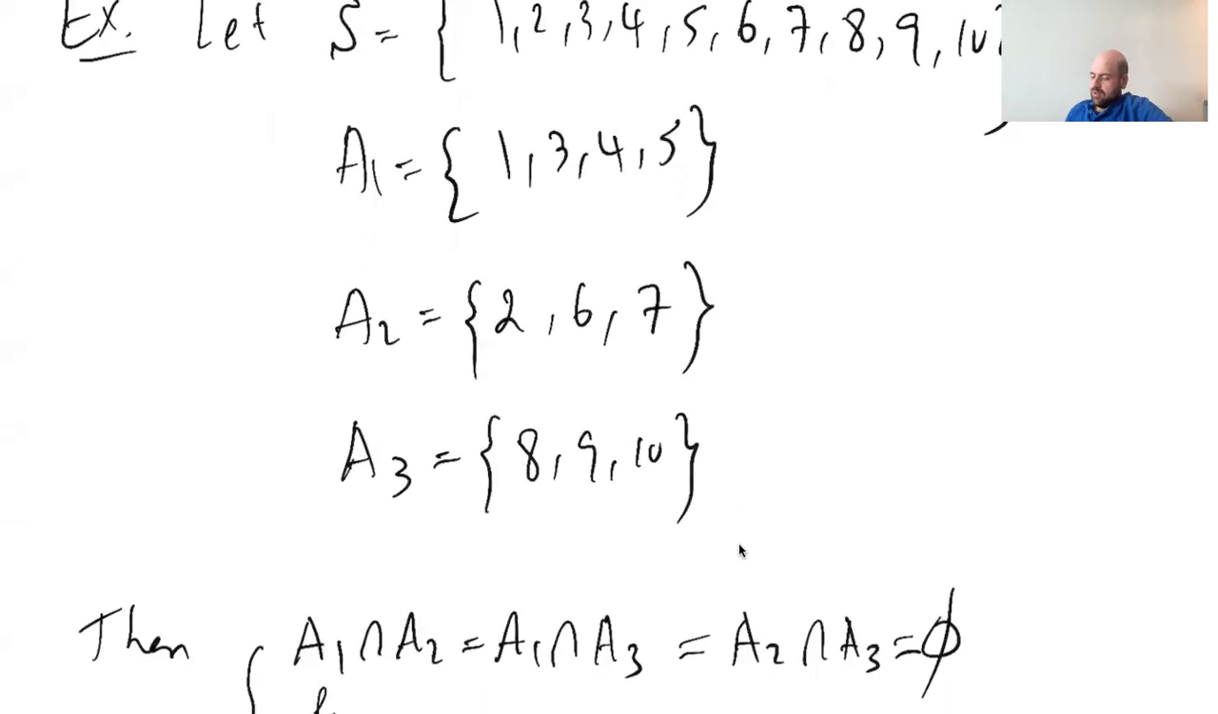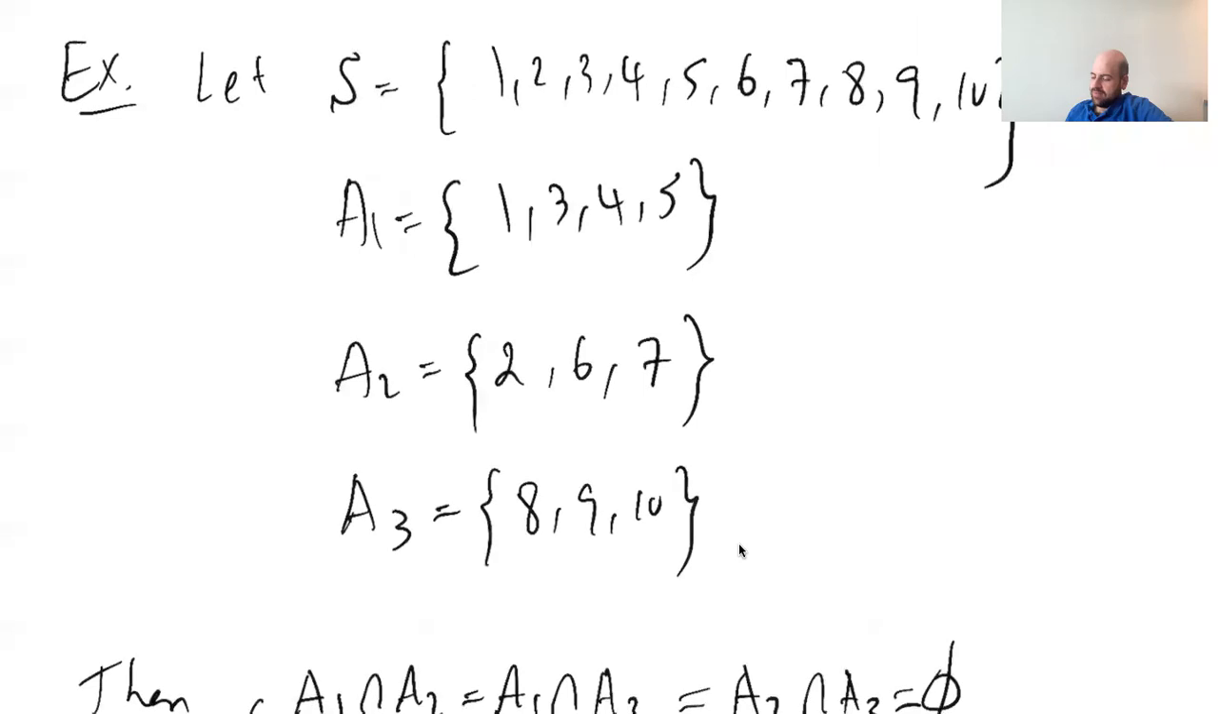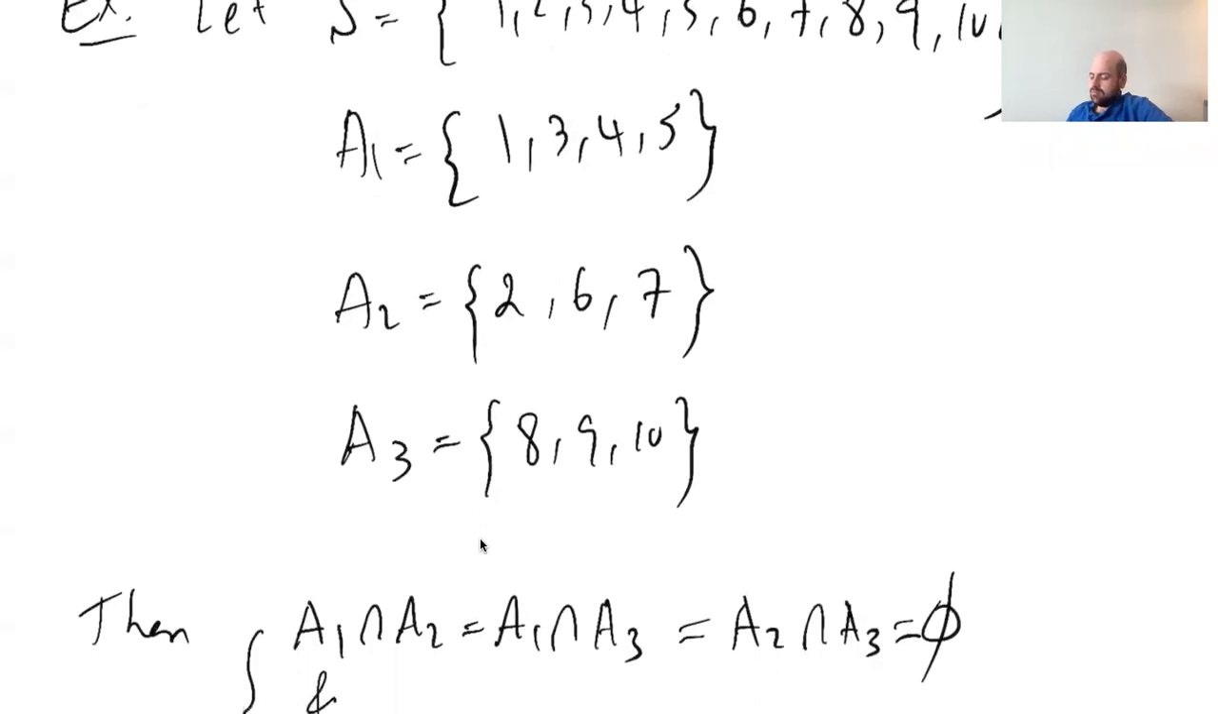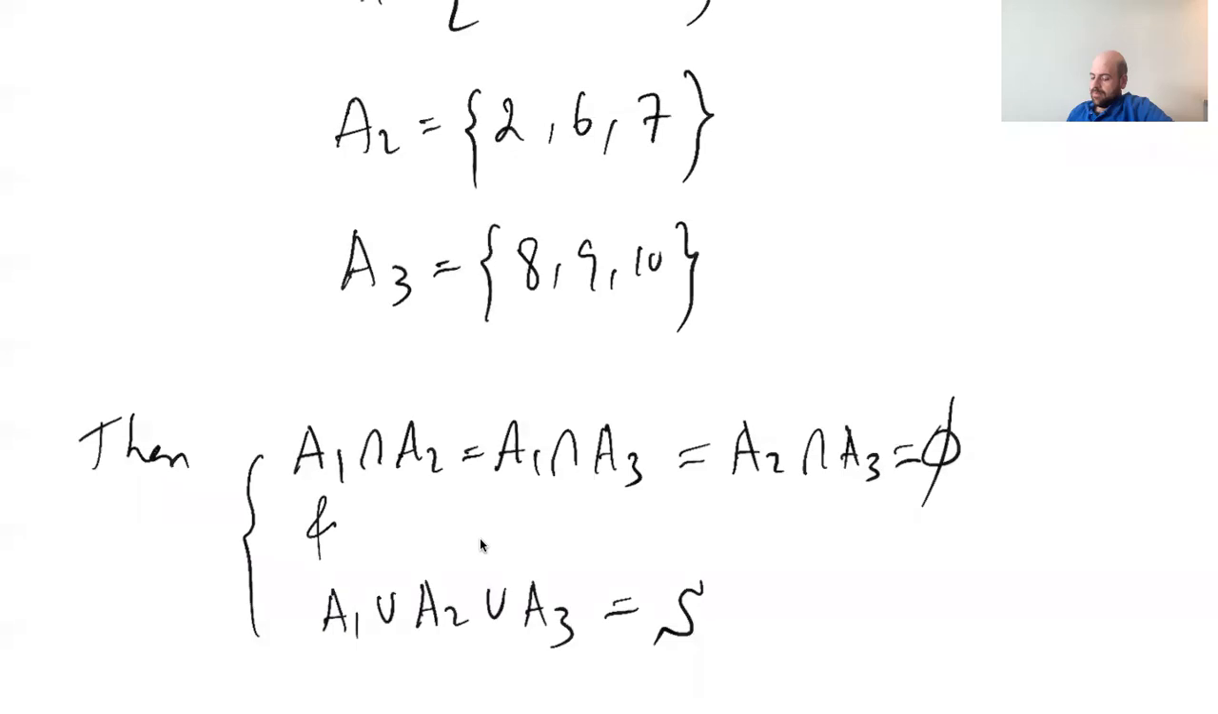Right? See, we have a set S with 10 elements. A1 has 4 elements, A2 has 3 elements, A3 has 3 elements, and the union of all of them is the whole S. And any two of them have empty intersection: A1 with A2, A1 with A3, and A2 with A3. So if the sets are pairwise disjoint, meaning the intersection of any two of them is the empty set, and the whole union is S, then we call that collection a partition for S.